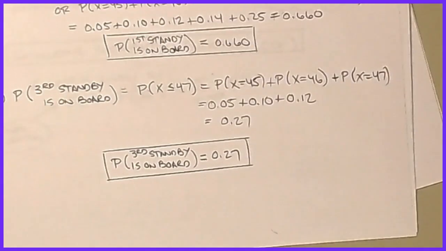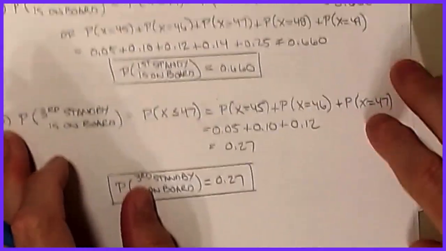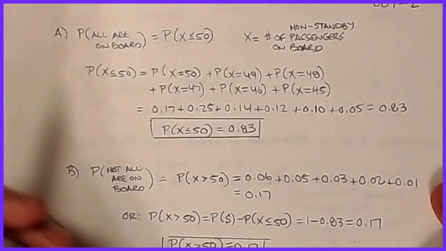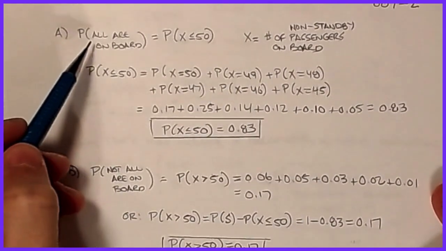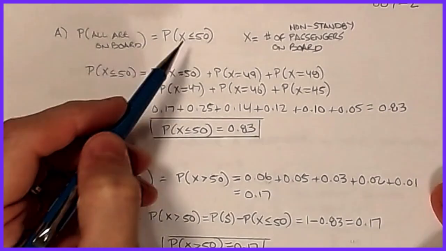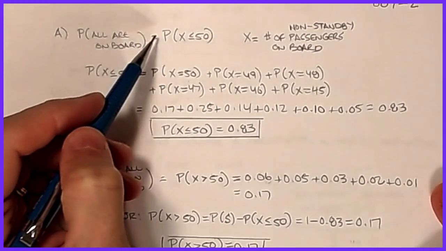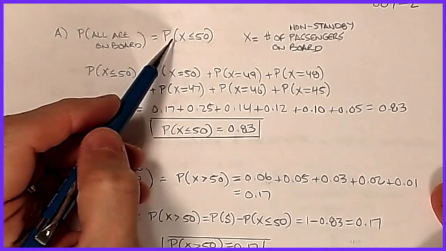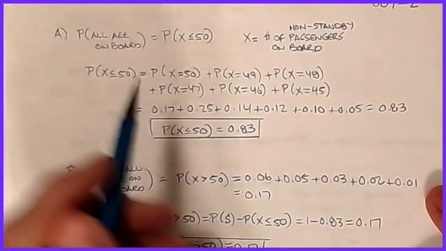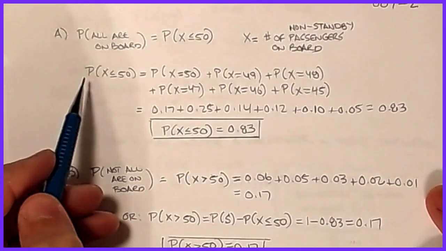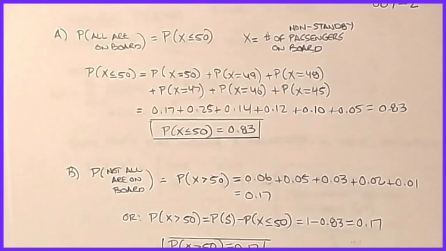For our data, let's go through a couple of sample problems. The first one is: what's the probability that all are on board? Defining all on board means that I have less than 50 people show up, because that's how we determine a full flight. So the probability that x is less than 50, where x is the number of non-standby passengers on board, and the way we do that is we look at our values.